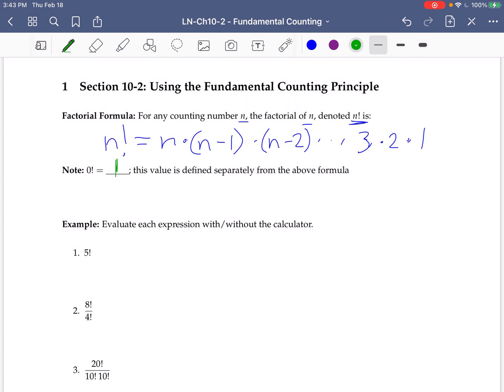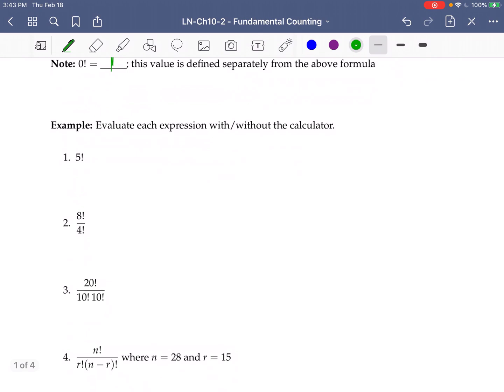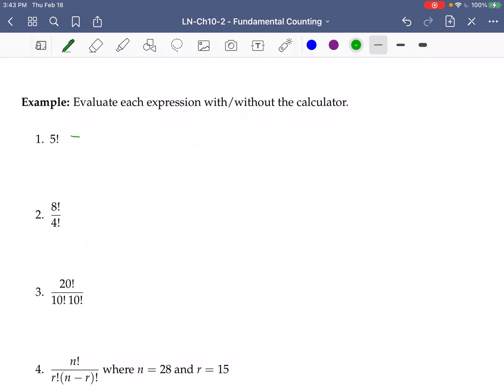Right, so let's go through some examples. If we were to evaluate 5 factorial, that's 5 times 4 times 3 times 2 times 1. And if we multiply those out, we get 120. Excellent.